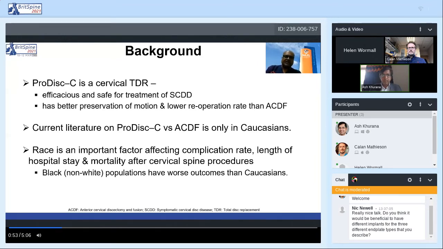The current literature only looks at the literature from the western part of the world. We know that race is an important factor, and it affects the complication rates, length of hospital stay, mortality, and hence I think there is a place for looking at a prospective study using TDR versus ACDF in Asian population.